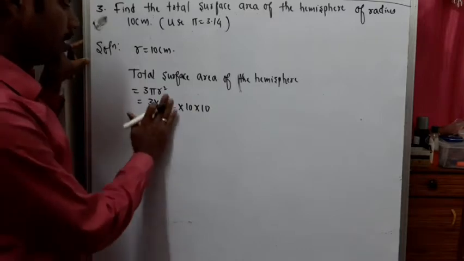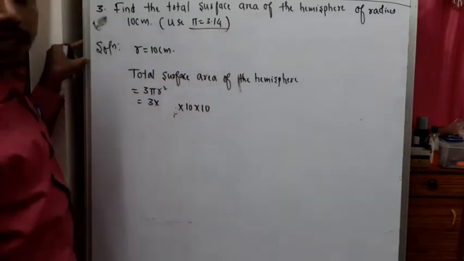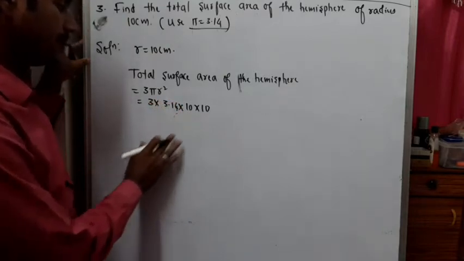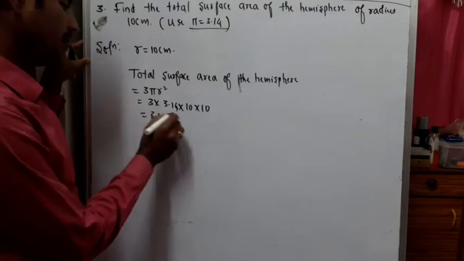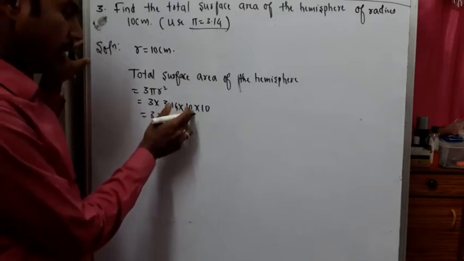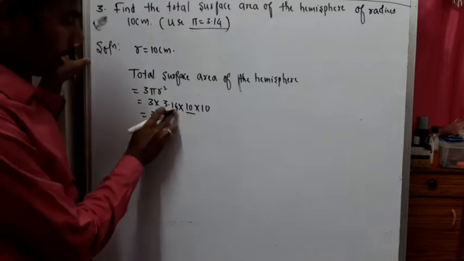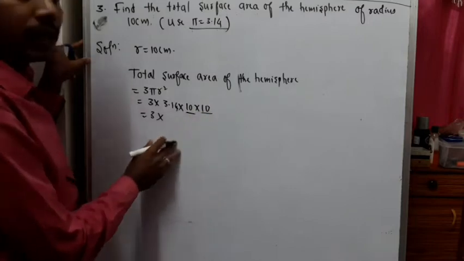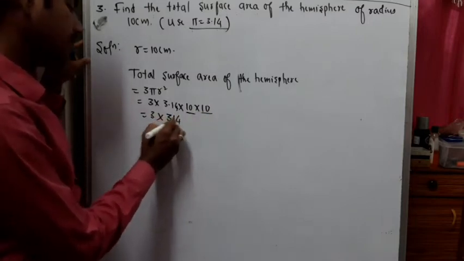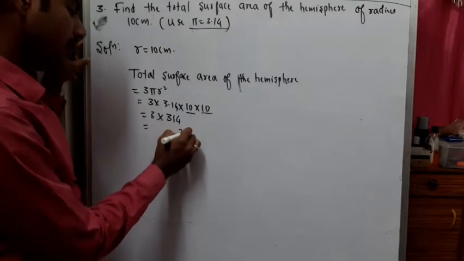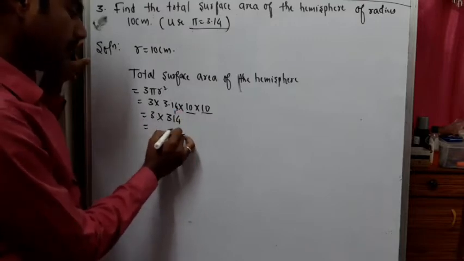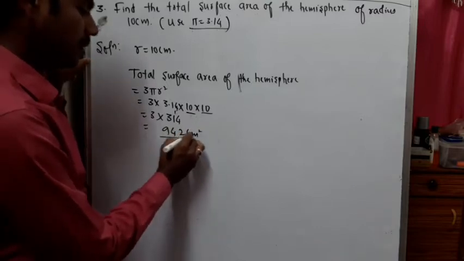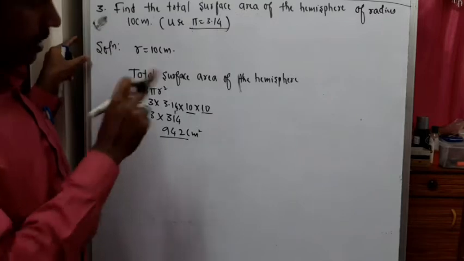Fine. Sorry, they have given use pi is equal to 3.14. We should make use of it. That is 3.14. Fine. Now 3 into, if I multiply 3.14 with 10, I will get 31.4. If I multiply 31.4 with one more 10, I will get 314. That is 314. 3 4s are 12, carry 1. 3 1s are 3, 4. 3 3s are 9. That is 942 centimeter square. This is the total surface area of the hemisphere. Please note this down.